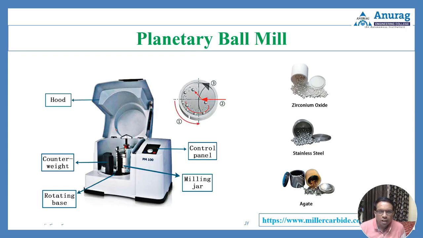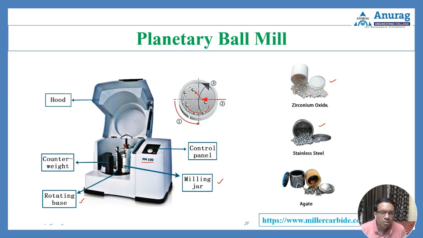So there are different types of ball mills, but mainly we will focus on the planetary ball mill. The model number of this ball mill is PM100, and here the ball mill is used to reduce the particle size, and it has different parts. One, it has a rotating base, another one, the milling jar. Here we can see the different types of jars and balls as well.